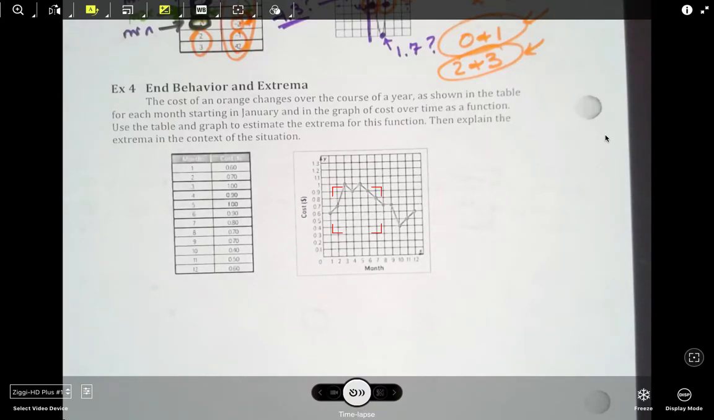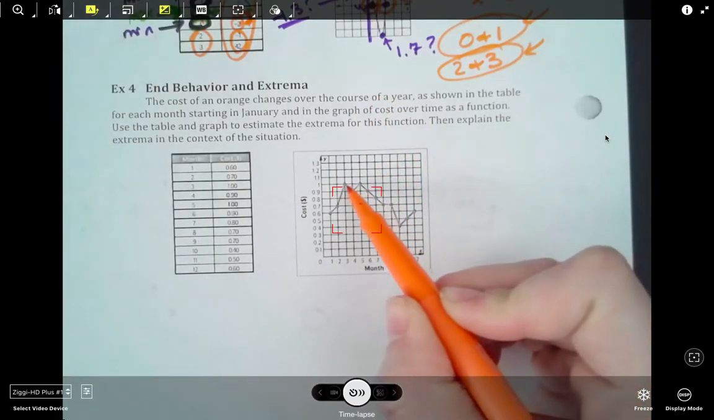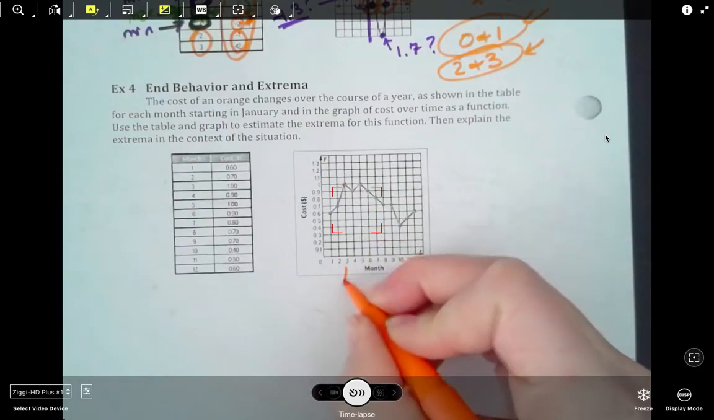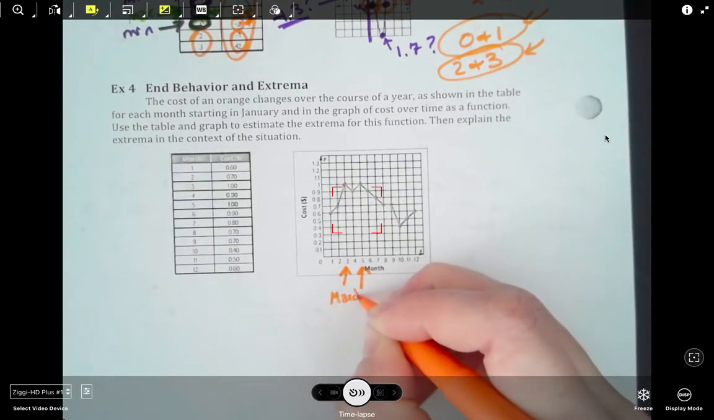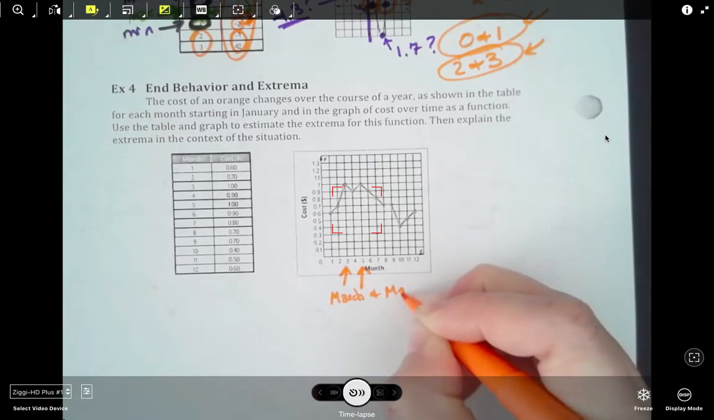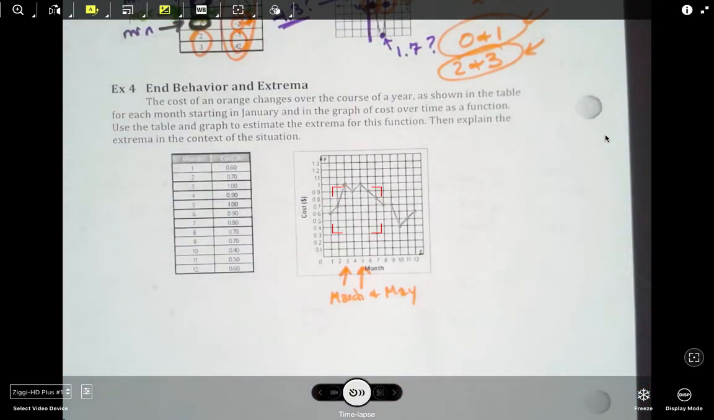Over the course of a year, they change in value. So they are the most expensive the 3rd month of the year and the 5th month of the year. What would those be? March, May. March and May. Those are the expensive. That surprises me for oranges. You would think that they would just start coming ripe. I don't know when oranges do their thing.